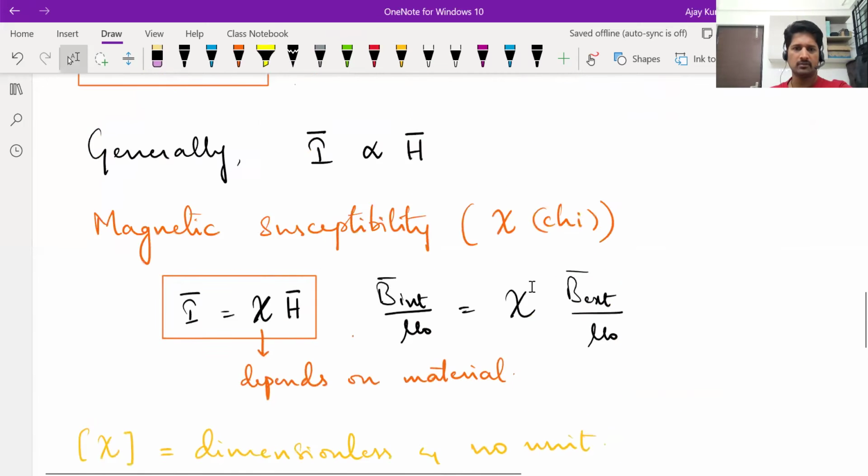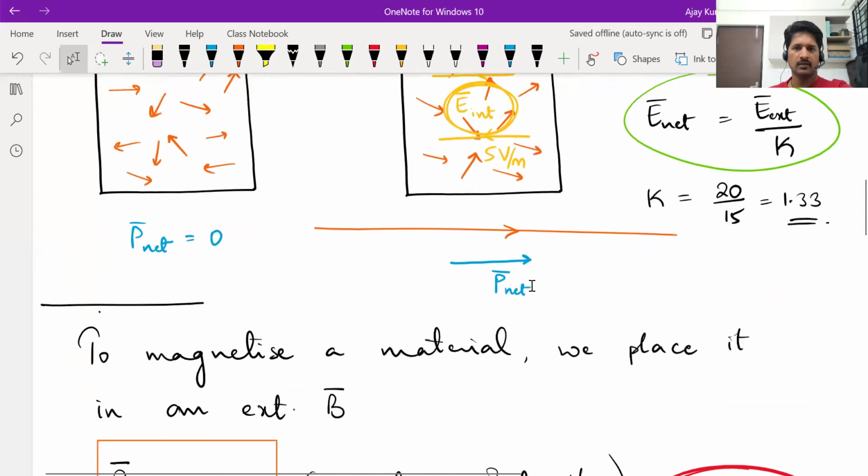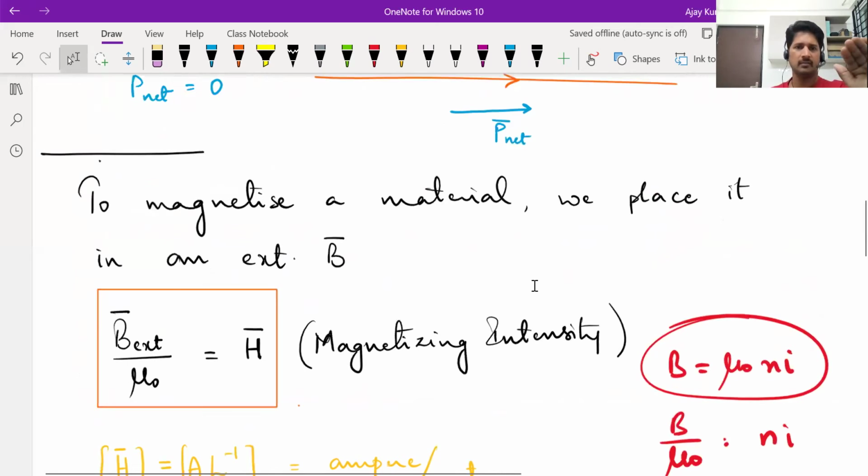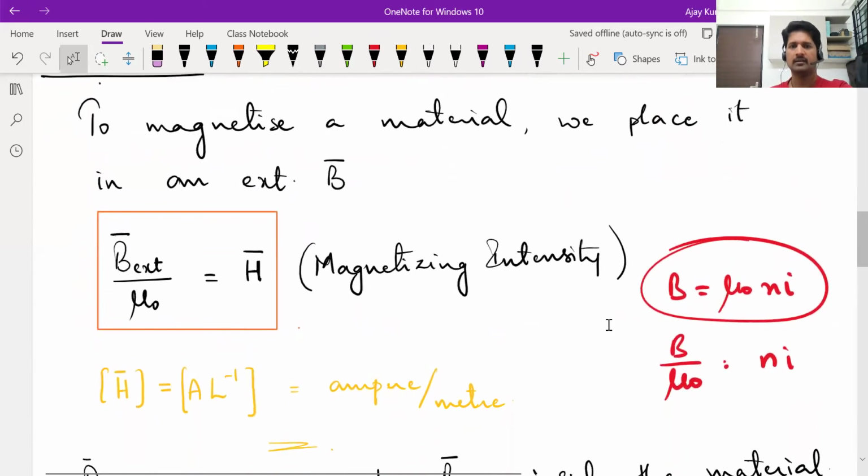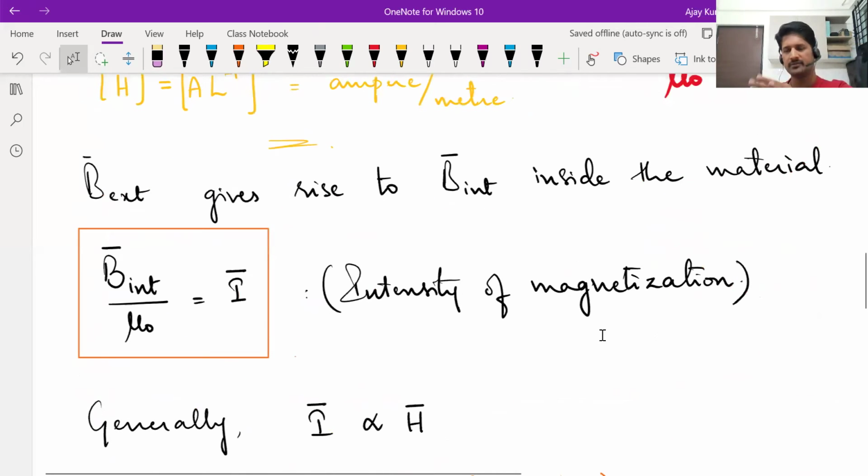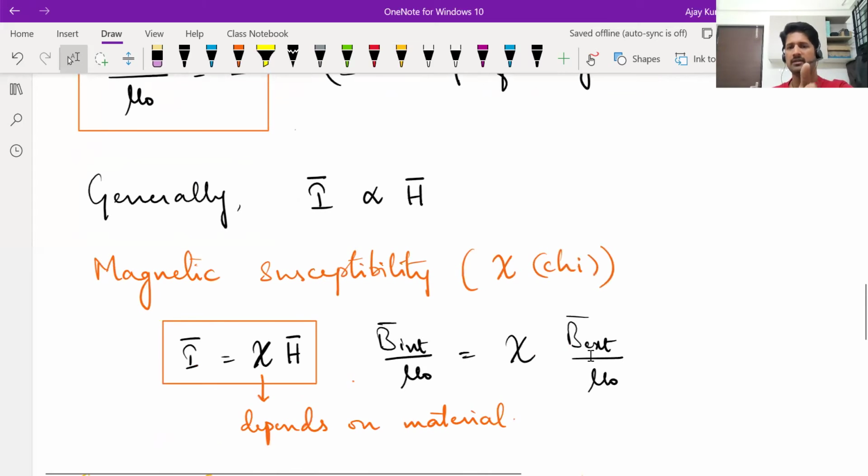Okay, so let's quickly go through this once again. To magnetize a material, you just need to put it in an external magnetic field. Okay, the external magnetic field divided by mu naught, that term is what we call as magnetizing intensity. And when you put it in an external field, it gives rise to an internal field. Internal field divided by mu naught is called intensity of magnetization. Okay, so I, which depends on internal field, is proportional to H, which depends on external field. Okay, that proportionality constant between I and H, or between the internal and external fields, is what we call as susceptibility.